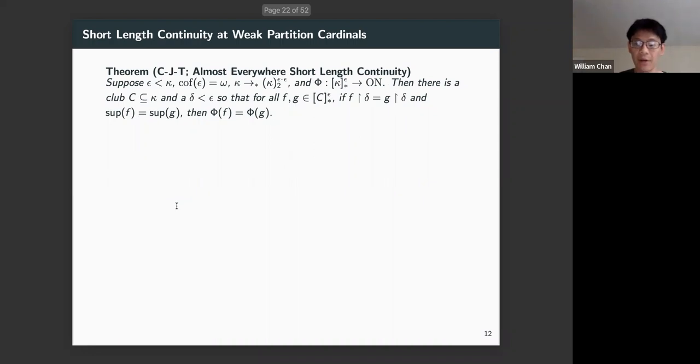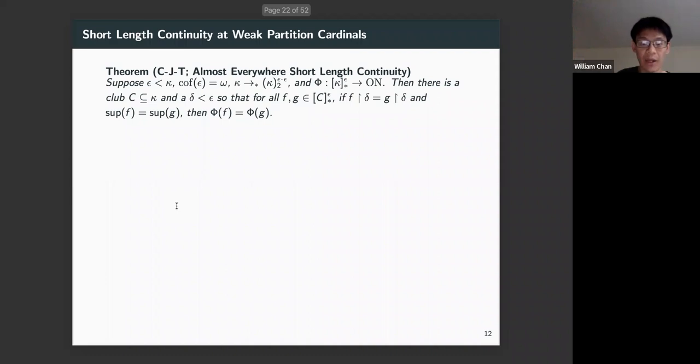Assume the omega-times-epsilon-times-epsilon exponent partition relation on kappa holds, and now let phi be any function from kappa to the epsilon into the ordinals. Now there is a club C and a delta strictly less than epsilon, so that for any F and G in C to the epsilon, if F and G share the same delta initial segment and the same sup, then phi of F is equal to phi of G. So every function phi is continuous in the sense that it depends on this fixed initial segment and the sup of the input.